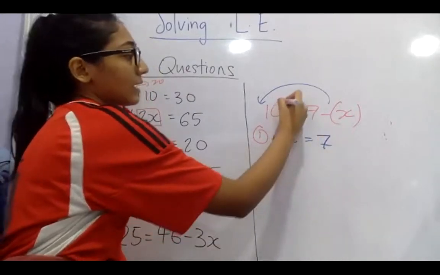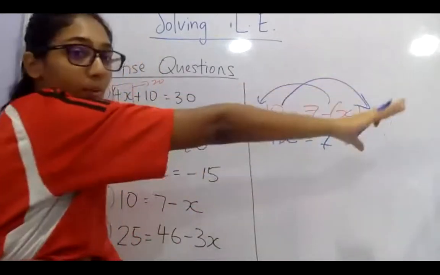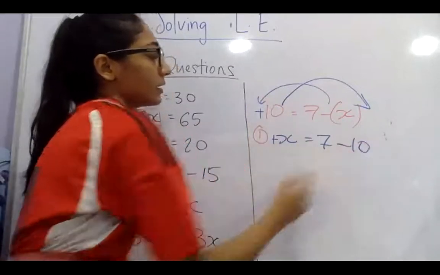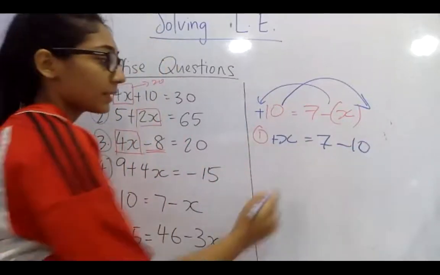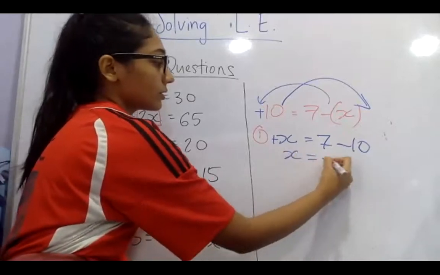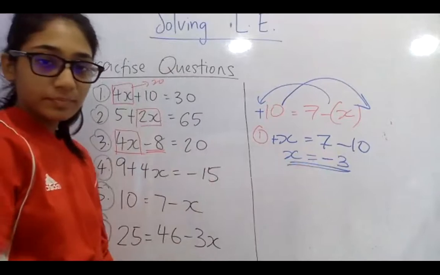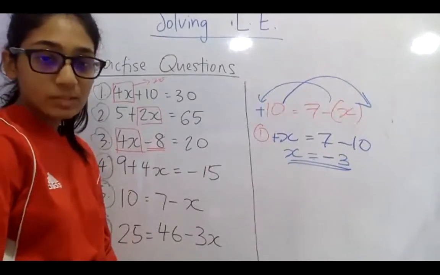And then the 10 I bring over to this side because the numbers I want on the other side. So positive 10 will become negative 10. So x will equal 7 minus 10, which is minus 3. Okay, that's the first way to do it.